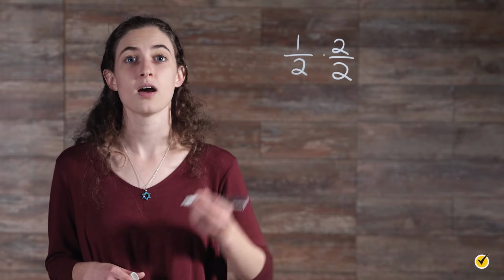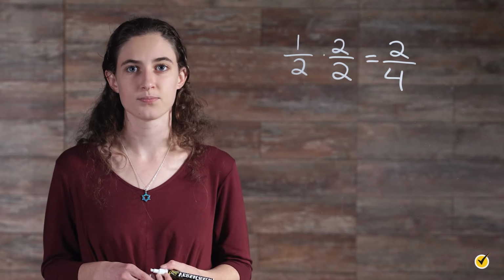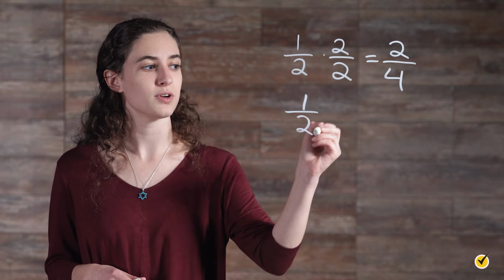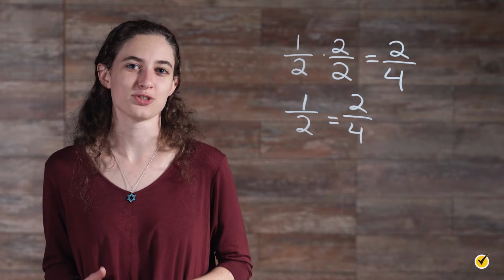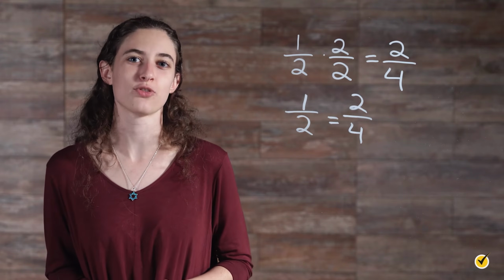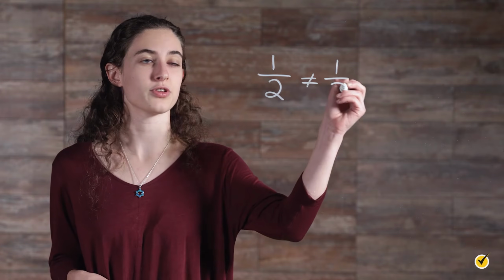If I wanted to double the recipe, I would need 2 cups of rice and 4 cups of water. So 1/2 is equal to 2/4. These recipes are proportional because this is a true statement. In other words, their fractional forms are equivalent. On the other hand, the recipe for brown rice calls for every 1 cup of rice, 3 cups of water. The recipes for white rice and brown rice are not proportional because 1/2 does not equal 1/3.